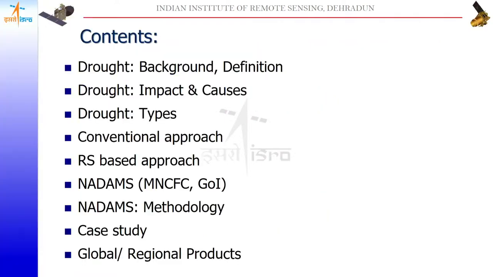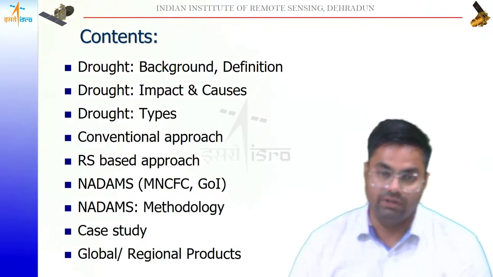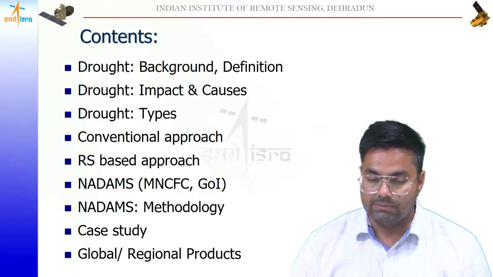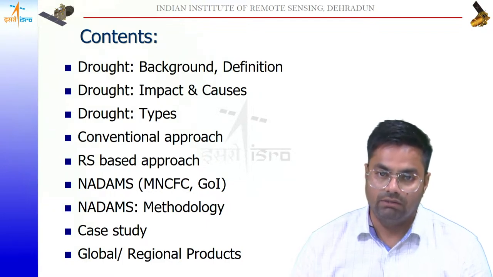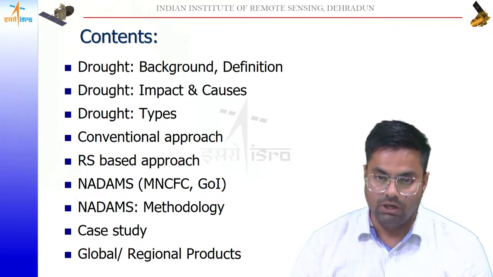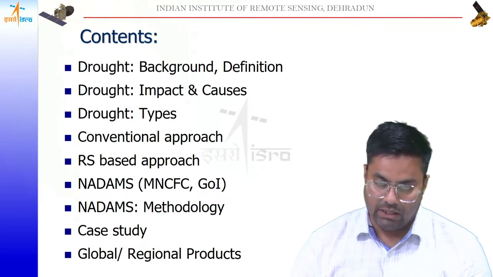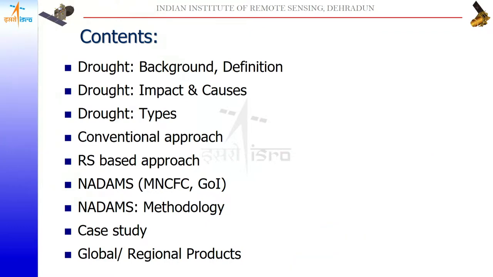During this particular lecture, we will cover drought: the fundamentals, the background, its definition related to agriculture aspects, the impact and causes, then various types of drought and their categorization, and what the conventional approaches are to assess meteorological drought or agricultural drought, and how remote sensing can be precisely used for assessment and monitoring of drought. And then we will discuss the NADAMS project, which is the National Agriculture Drought Assessment and Monitoring System, which is now taken care of by MNCFC, the Mahalanobis National Crop Forecast Centre, Government of India.